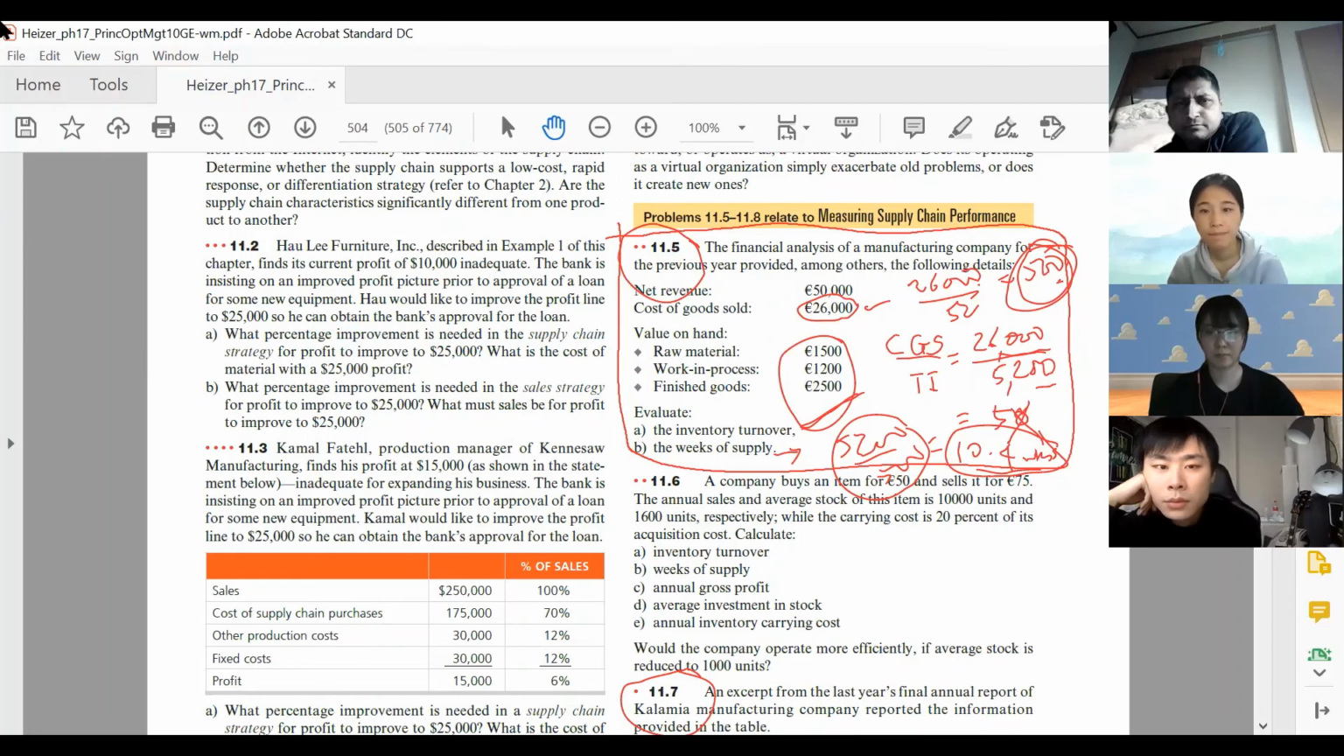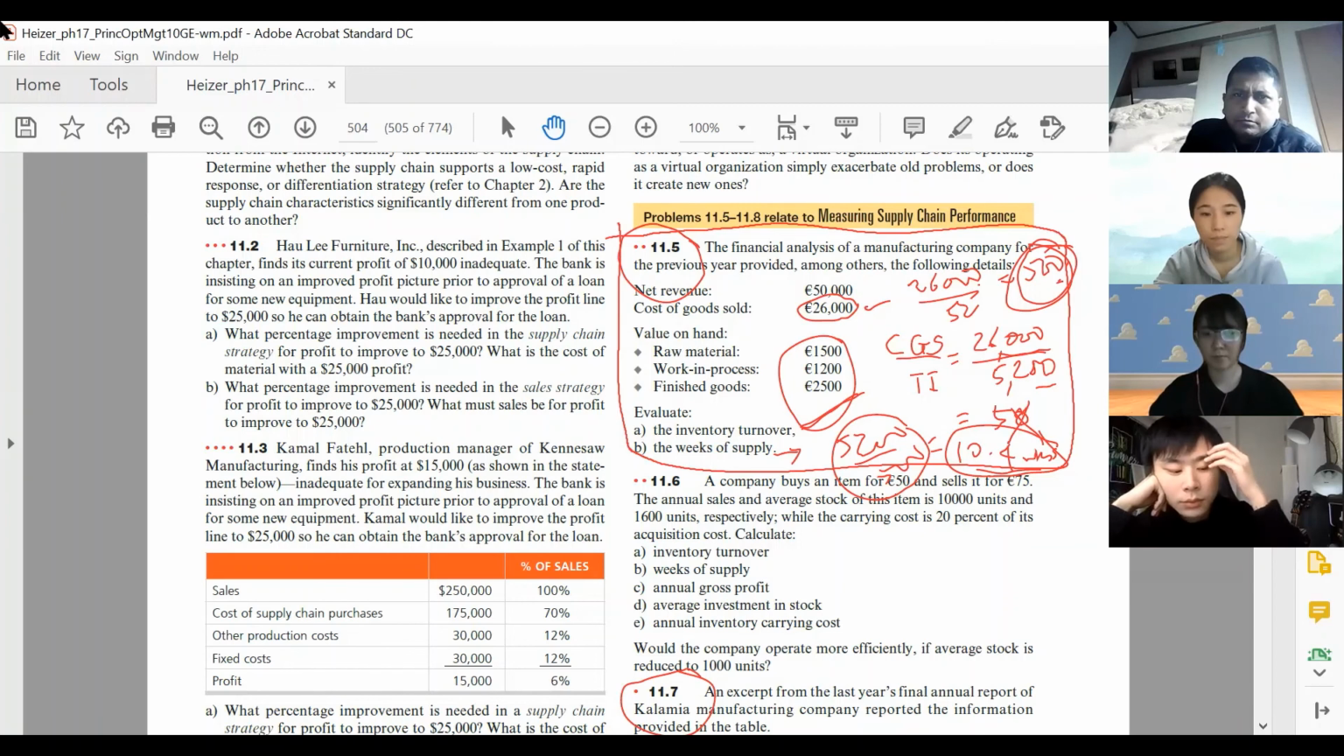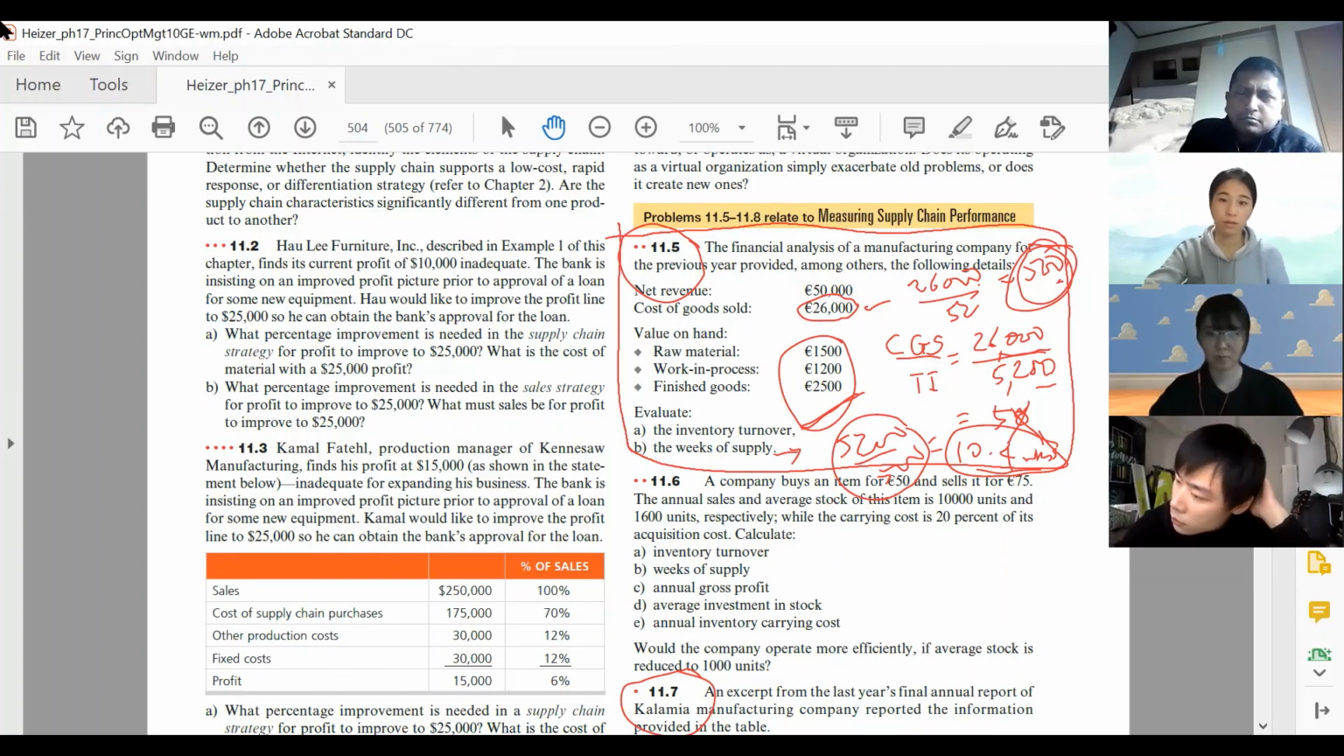Or you need to know the total assets. In this case, the total assets are not given. That's why you cannot find the average investment in inventory, because you do not know the total assets. Only if you have the information on total assets can you calculate the percentage investment in inventory, not like the 25% or 30% in the example given.